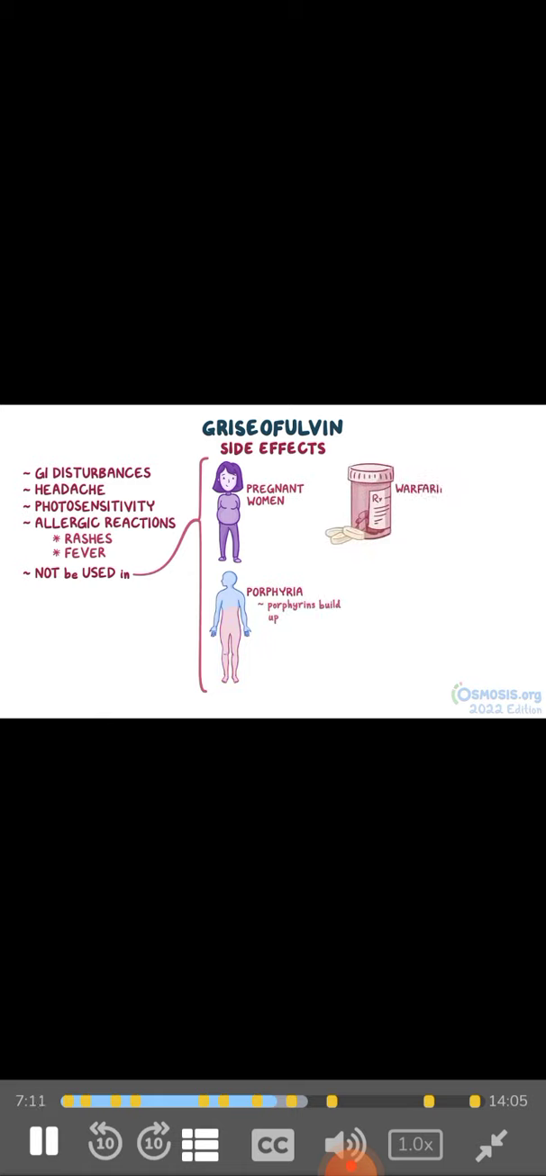Griseofulvin should not be used in pregnant women, as it can harm an unborn baby or cause birth defects, in patients with porphyria, which refers to a group of disorders where substances called porphyrins build up in the body, in patients receiving warfarin, an anticoagulant, as it decreases its bioavailability, resulting in decreased anticoagulant effect, and with ethanol, as it causes disulfiram-like reactions. So when the person drinks alcohol while taking griseofulvin, they'll experience severe nausea, vomiting, and headaches.